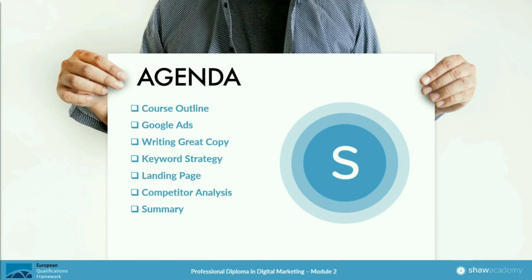Then we're going to go on to keyword strategy. We're going to talk a bit about how to plot those keywords and what tools you can use to do so. Then the importance of the landing page. So when you set up an advert, you do have a landing page that you direct people to. It is very important that you get that page perfect because it does affect your ranking. And then we go on to our competitor analysis and then our summary at the end.